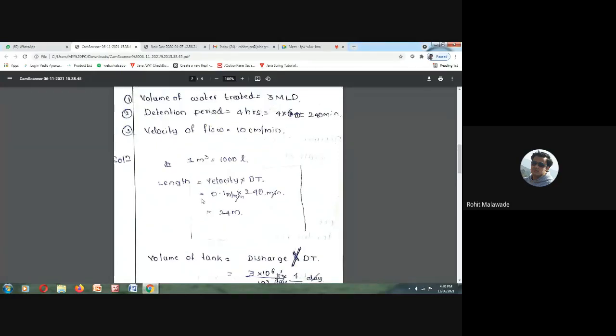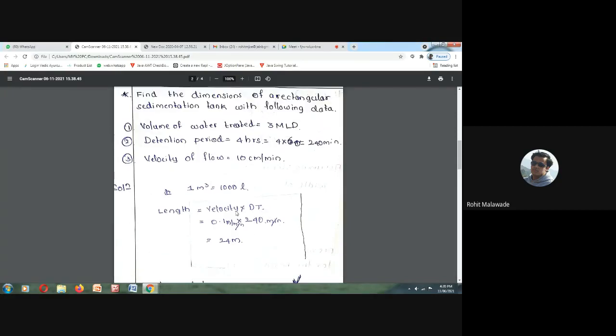Now here we will see length is equal to velocity into detention time. The velocity is given to you in this problem. It is 10 centimeter per minute, but I want the length to be in meters.